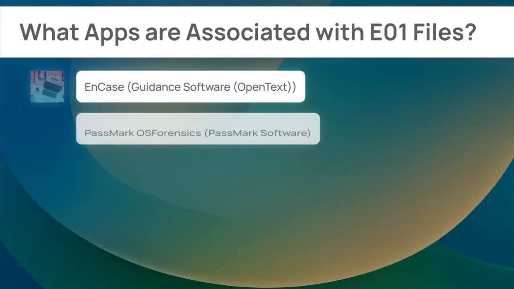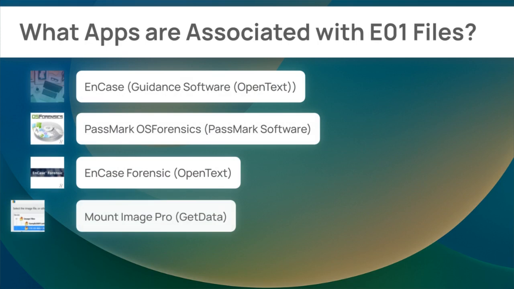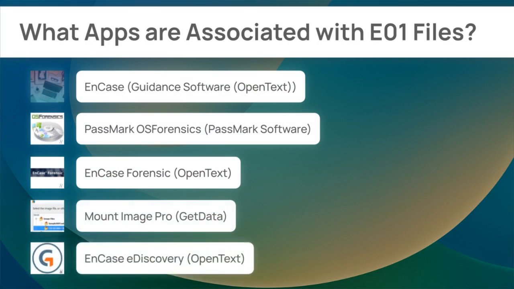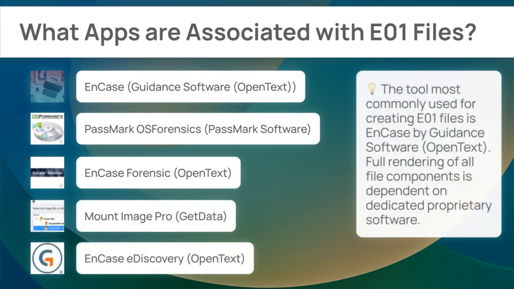Essential file access for E01 relies upon the utility EnCase from Guidance Software, OpenText. Full control over the file's proprietary features requires a dedicated application. Windows may list the file, but exploring the internal structure requires disk imaging applications.